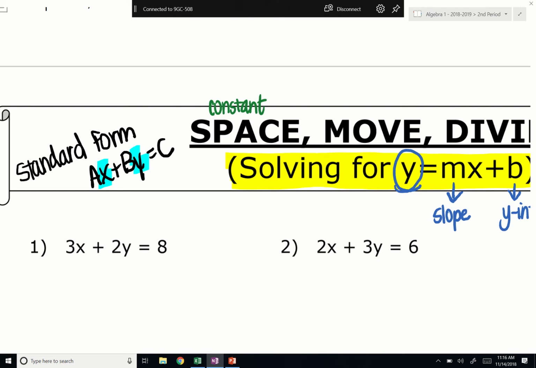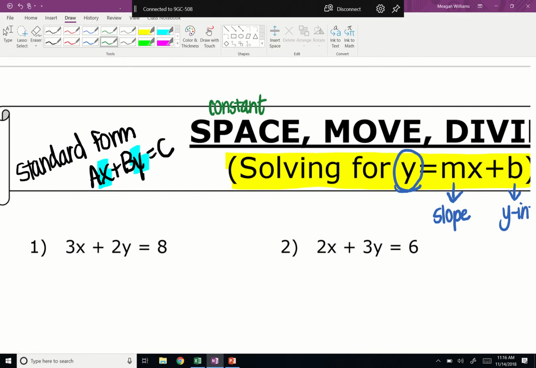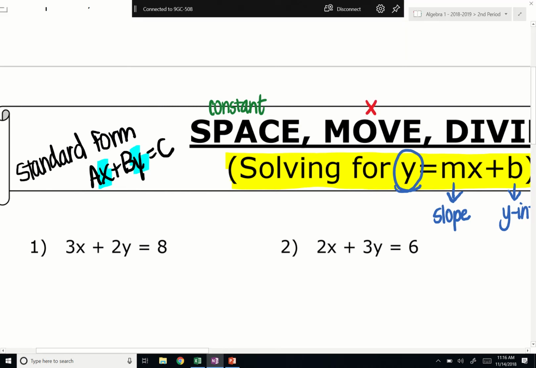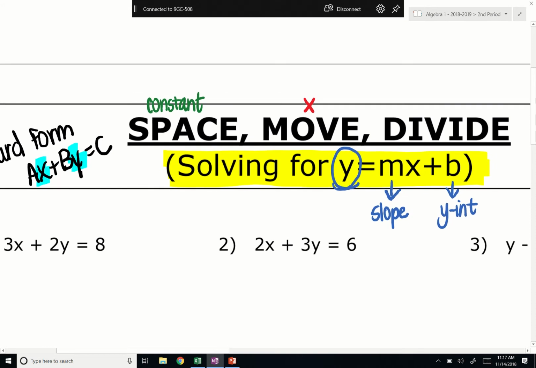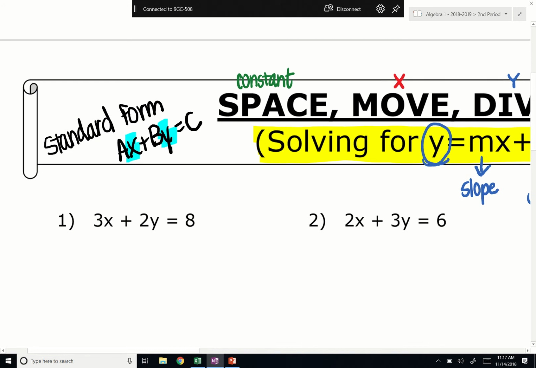Okay? We're going to move our x's. We're used to that. We always move our x's. Okay? And then we're always going to divide at the very end, but we're going to divide by whatever's in front of our y. So we're going to space, move, divide. And what I'm going to do is I'm going to number these so that we remember we only have 3 steps. 1, 2, what? Y'all are so smart.